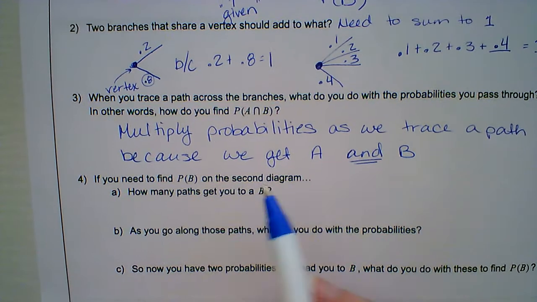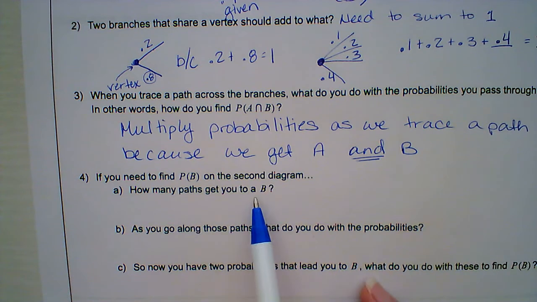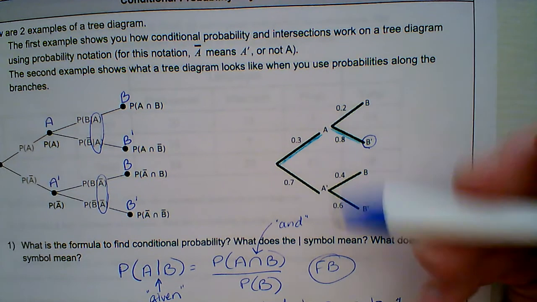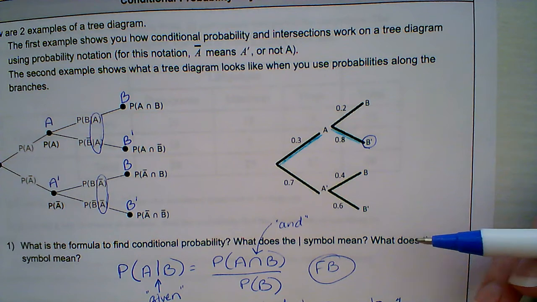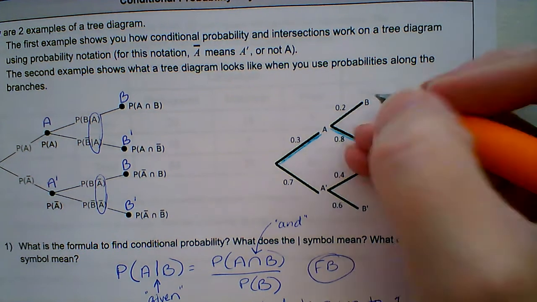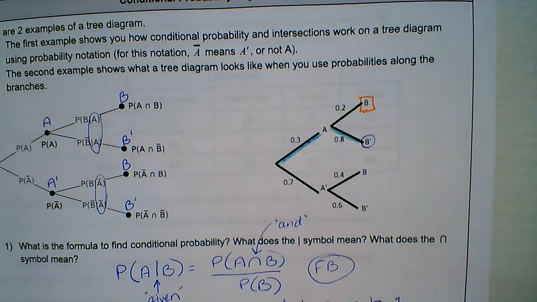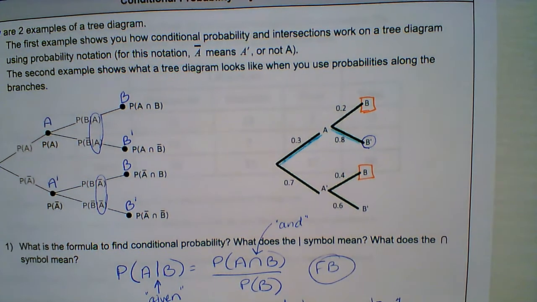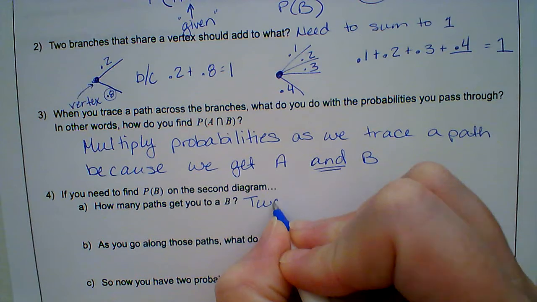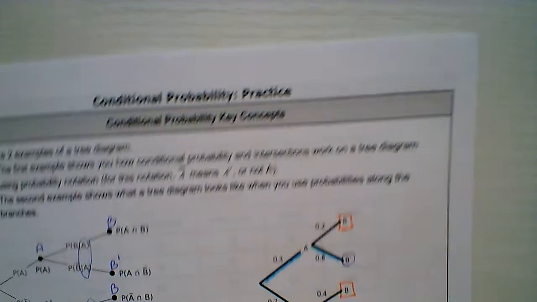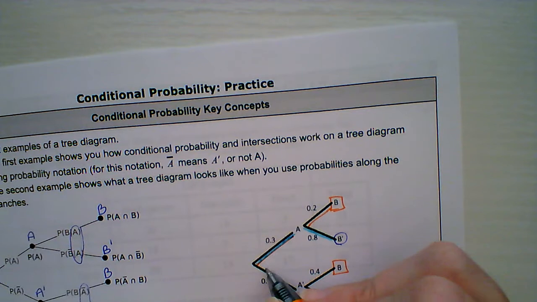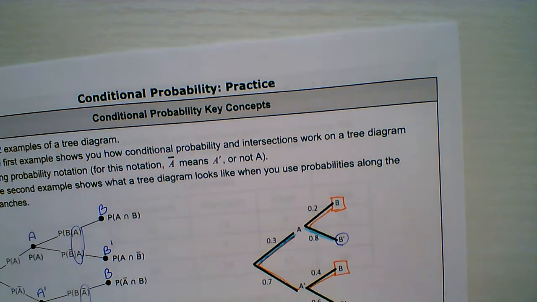All right, so let's put these things together now. So how many paths do we get? How many paths are going to get us to a B? Well, let's look at this tree diagram here. How many B's do you see? Well, here's a B up here. Here's one B. Is there any other B's? Ah, actually there is. There's a B down there. So notice there are 2 paths that are going to get us to a B. We can have A and B, or we can have not A and B.